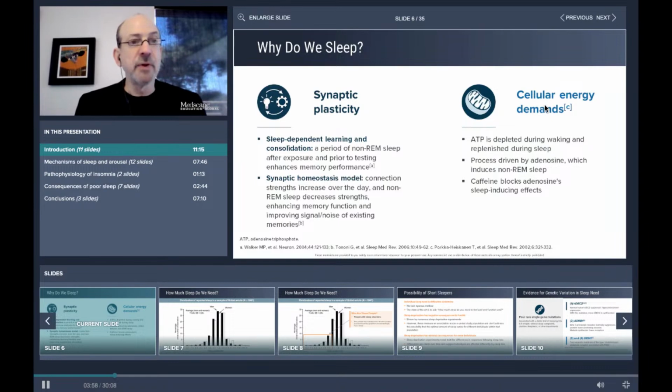And then there's the homeostatic model, that over the course of the day, our brains are all changed. Learning is achieved by increasing and decreasing the strength of connections between neurons. You've probably heard the terms long-term potentiation, long-term depression. These are fundamental phenomena of brain physiology. And all day long, these connection strengths are being increased and decreased.